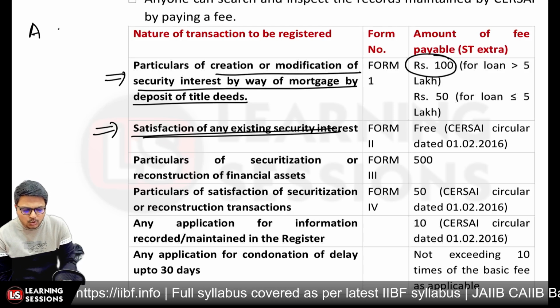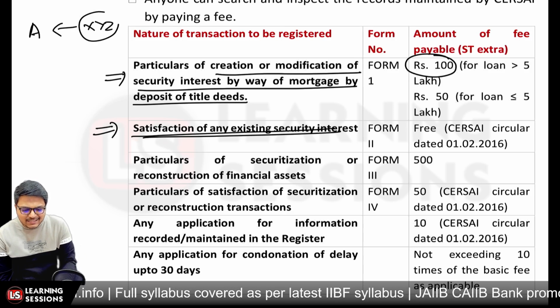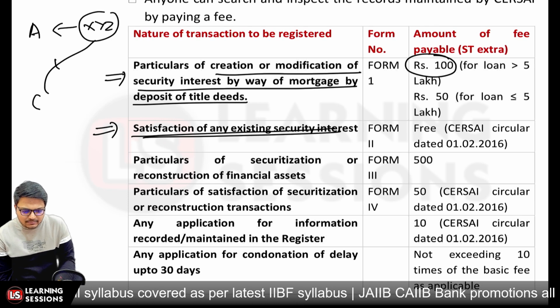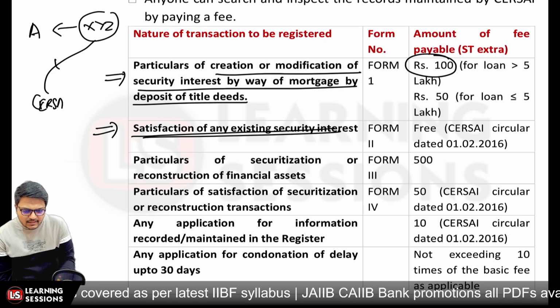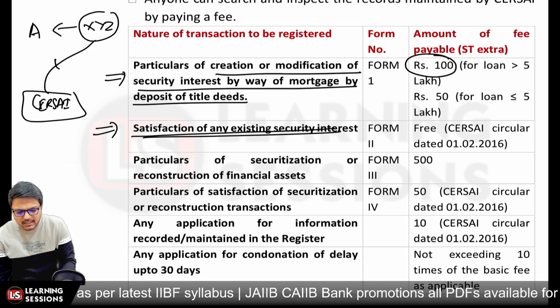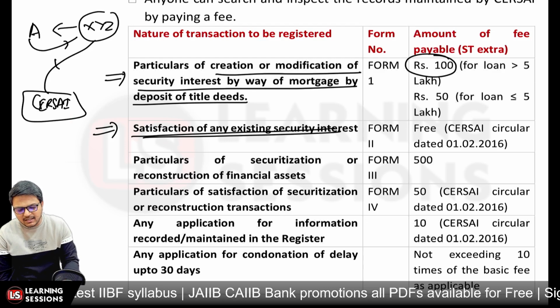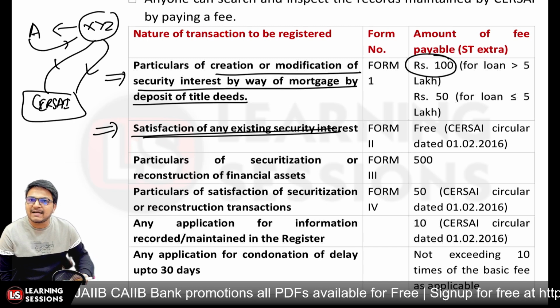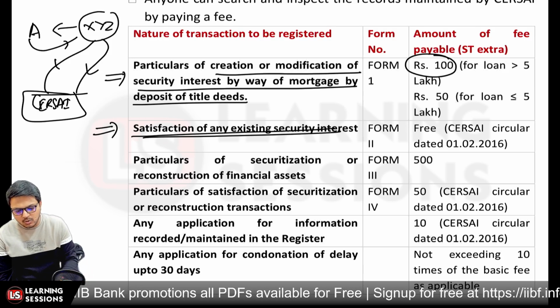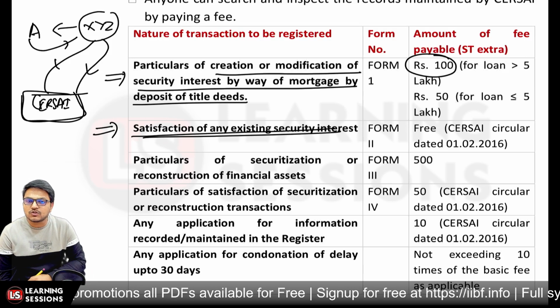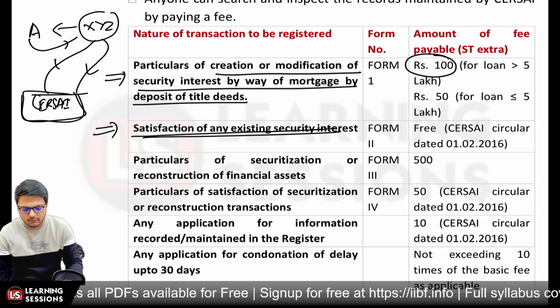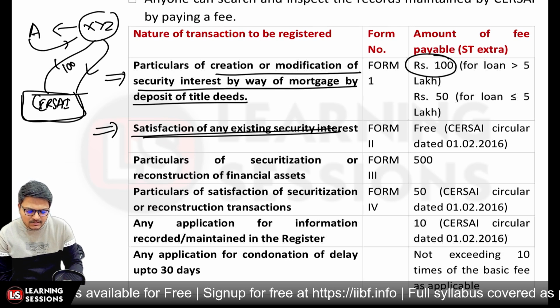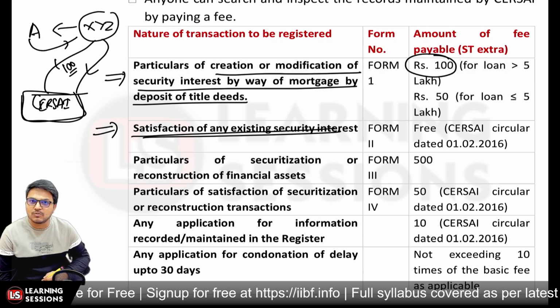Let's say A took the loan from XYZ bank. XYZ created a charge on CERSAI, and now A has repaid the full amount, and XYZ is to particularly do what? So is to satisfy that particular charge, that now this particular loan is all clear, right? That is satisfaction. For satisfaction, no amount is to be paid. For creating the charge, 100 rupees plus service taxes is to be paid, right?